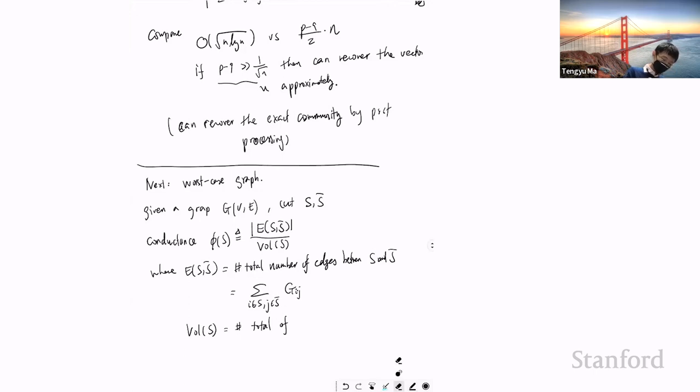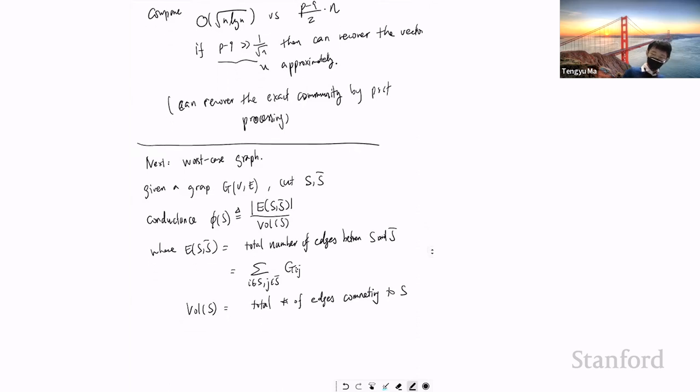Total number of edges connecting to S. Which means that you look at how many edges satisfy that one endpoint is in S. So i needs to be in S and j can be anything, and you have G_ij.